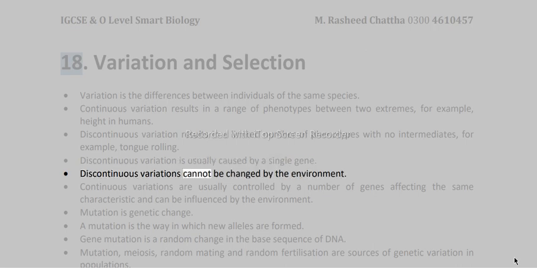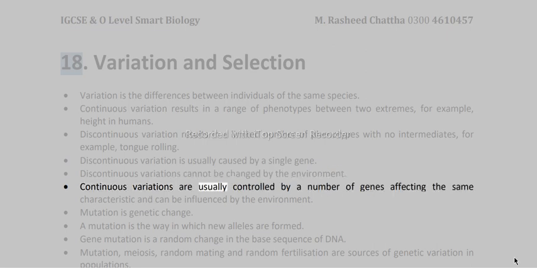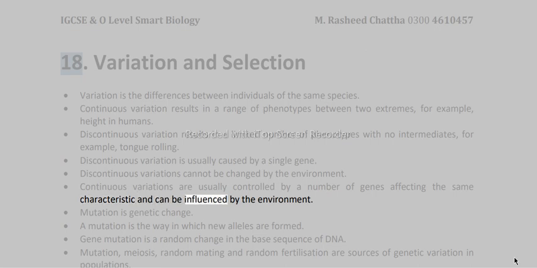Discontinuous variations cannot be changed by the environment. Continuous variations are usually controlled by a number of genes affecting the same characteristic and can be influenced by the environment. Mutation is genetic change. A mutation is the way in which new alleles are formed.